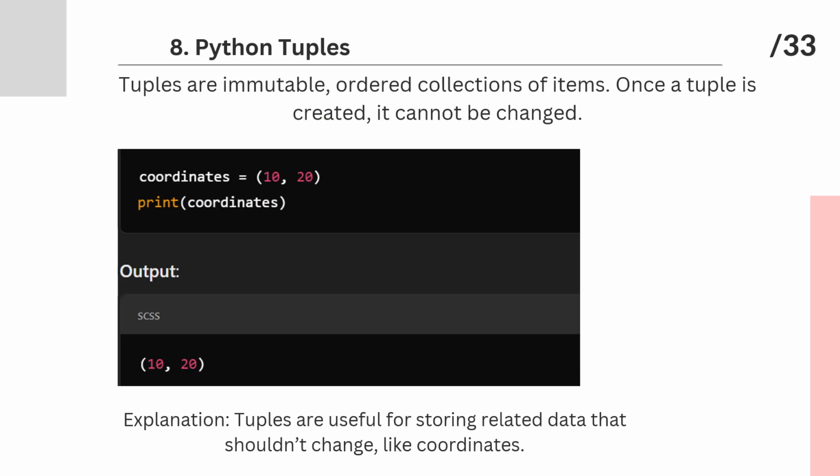Python tuples. Tuples are immutable, ordered collections of items. Once a tuple is created, it cannot be changed. Tuples are useful for storing related data that shouldn't change, like coordinates. So this is the example of tuples, and this is the output of this code.